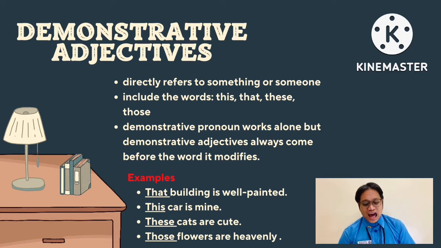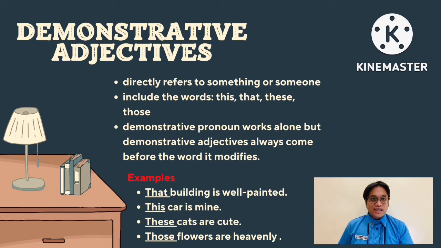A demonstrative adjective is different from what we call a demonstrative pronoun, because a demonstrative pronoun functions alone. For example, this is my pen. But a demonstrative adjective always needs a noun after it, because you can consider it an adjective only if it describes a noun. Okay, so let us now see the examples.